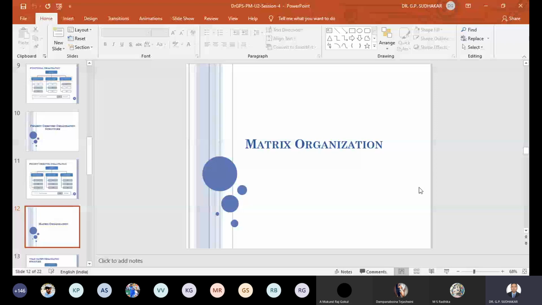Basically, matrix organization structure combines the advantages of both the functional organization and the project oriented organization structure. In functional organization, a team member reports only to the functional manager, only one person, whereas in the matrix organization structure, he has to report to both the project manager and the functional manager. It is like a matrix kind of structure. That means a team member has to report to the respective project manager and also to the respective vertical head.